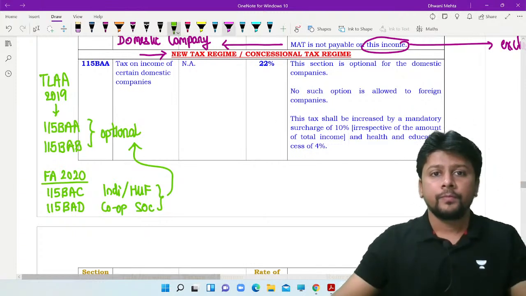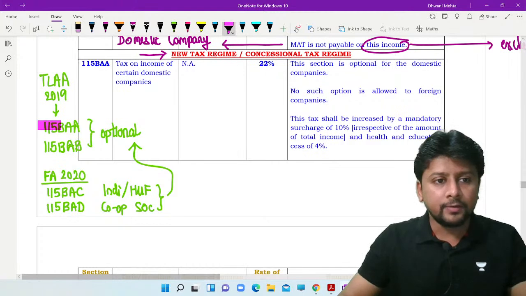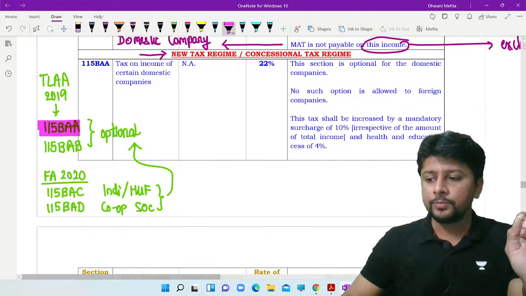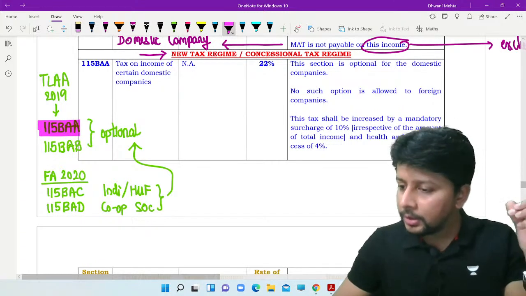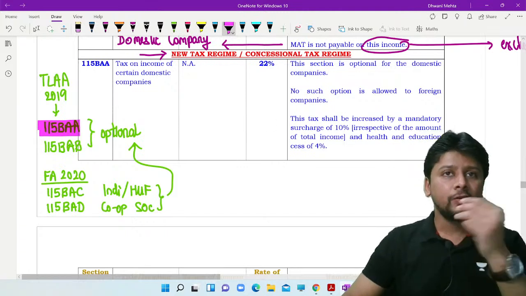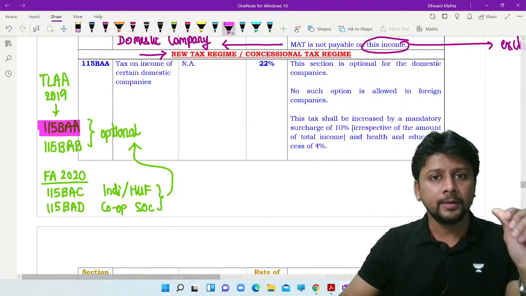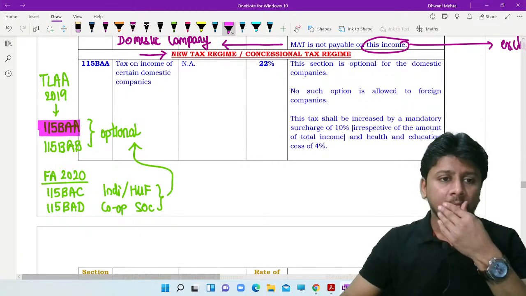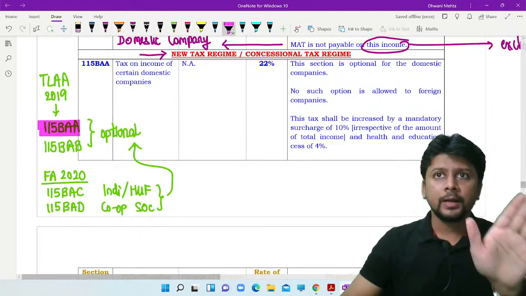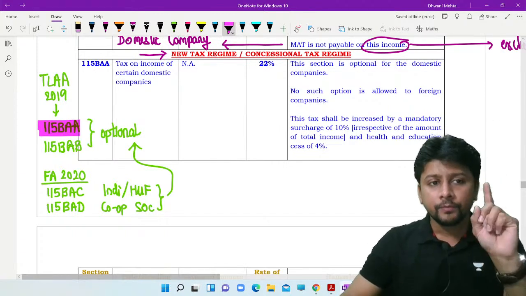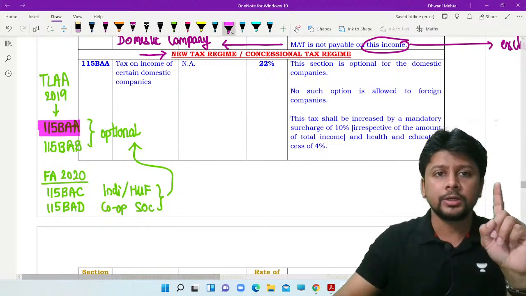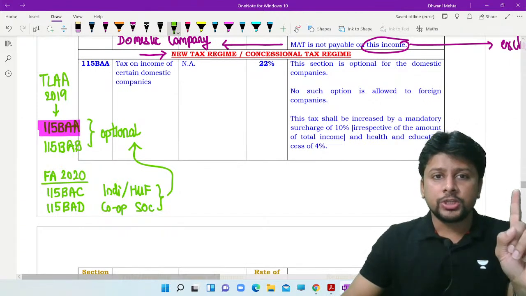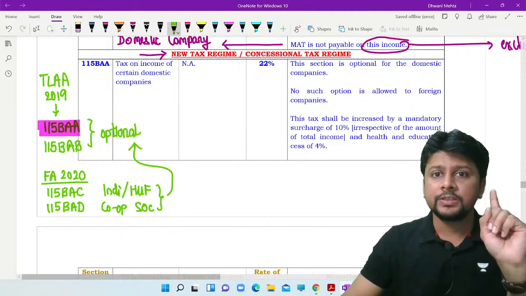Of the four, it is important that a student carefully understands 115BAA, because if you understand the first section properly, the second section BAB becomes very simple to grasp, and BAC and BAD are also reasonably easy to handle once the first section is clear. It's an option. Remember this, it's an option. These things are not compulsory.